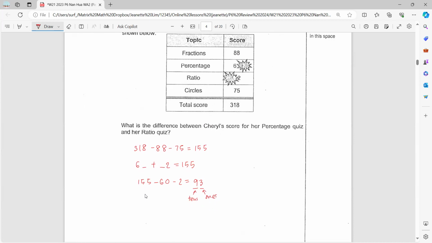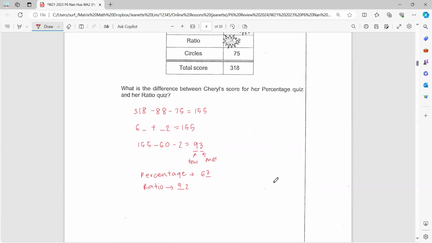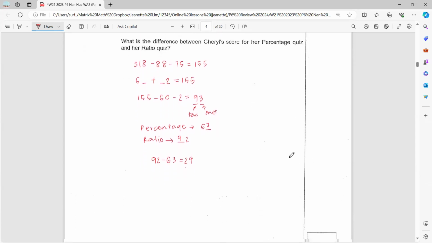Okay, so the 60 something, which is your percentage quiz, will be what? 63, because you're missing the ones place. Ones place is a 3. Ratio will be something 2, so the tens place is a 9. So what is the difference? 92 minus 63. Answer is 29. The difference between her percentage quiz and ratio quiz is 29.